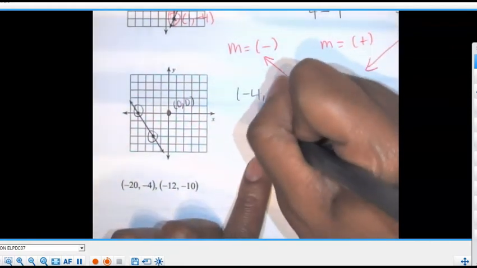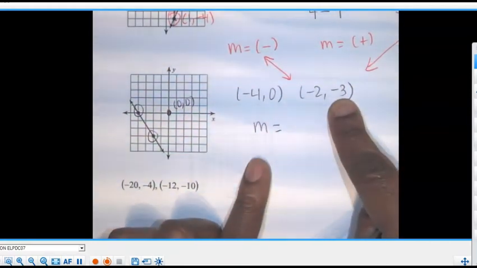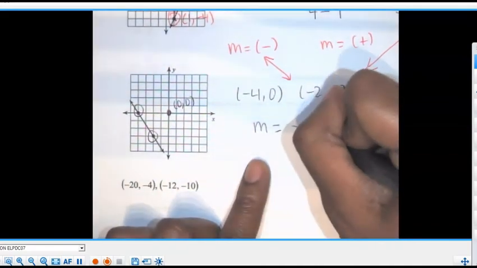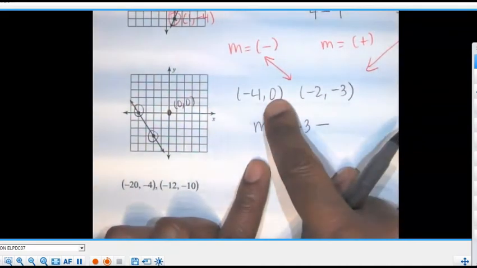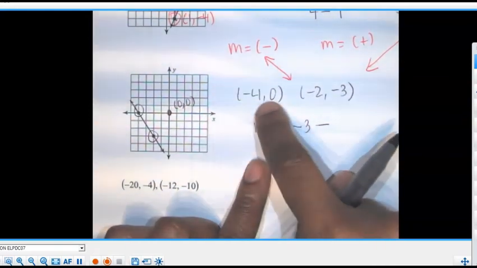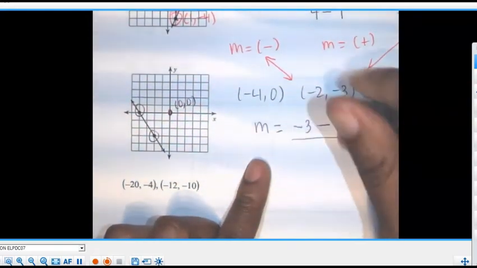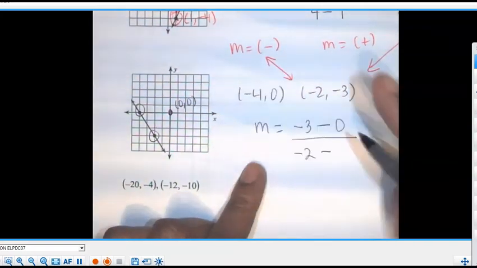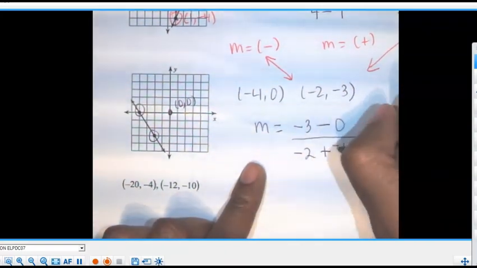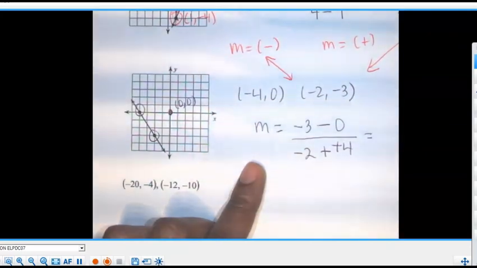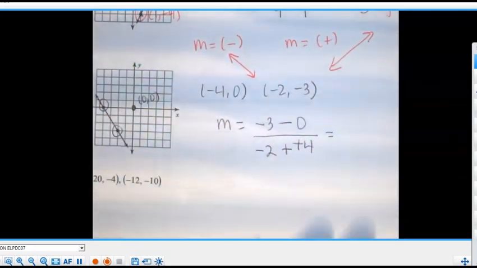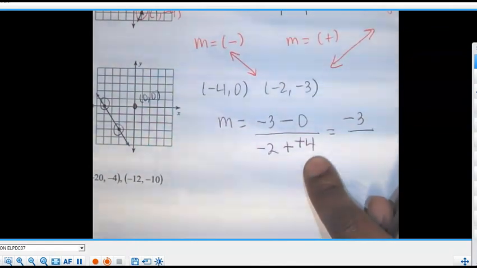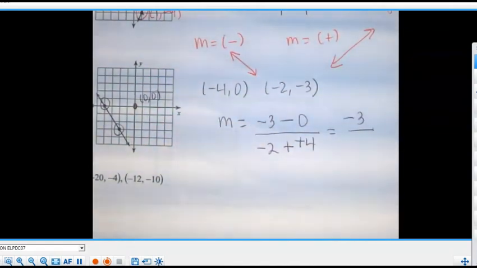And I'm just going to jump right in. y2 is -3. It's always the one on the far right that is our y2, minus 0, the one on the right in this point, over x2 minus -4. Plus. Here we go. So -3 minus 0 is just itself. So I have -3 over, and then subtract these two. So 4 minus 2 is 2.